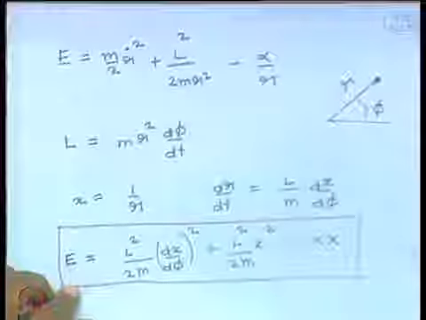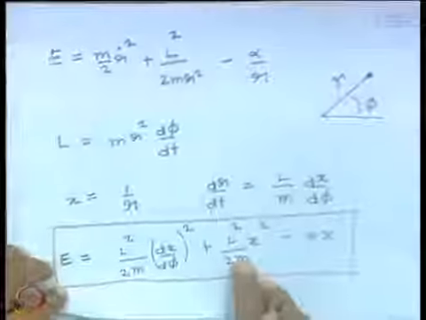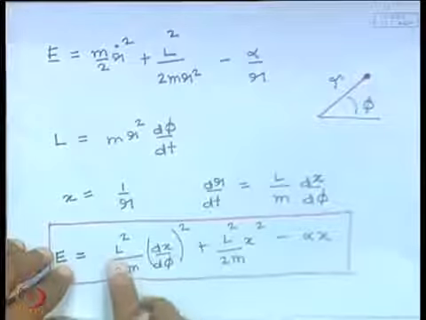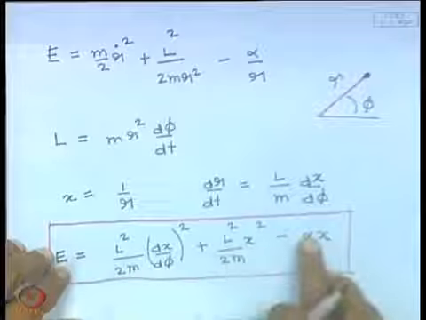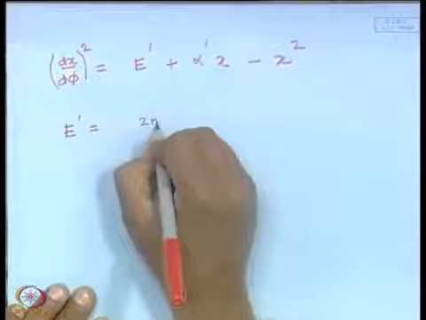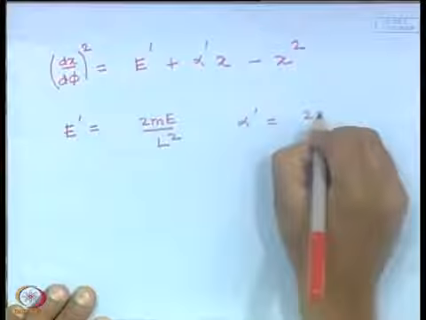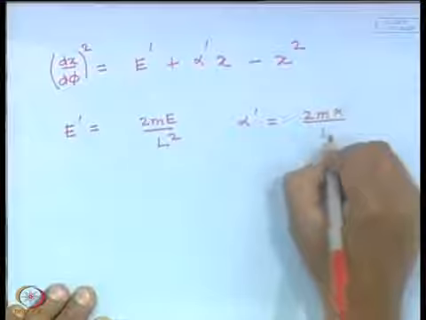minus, plus alpha prime x, minus x squared. So, all that I have done is multiply with 2m by L squared and then take this to the left hand side, and I get this, where E prime is 2m E by L squared, and alpha prime is 2m alpha by L squared, right.